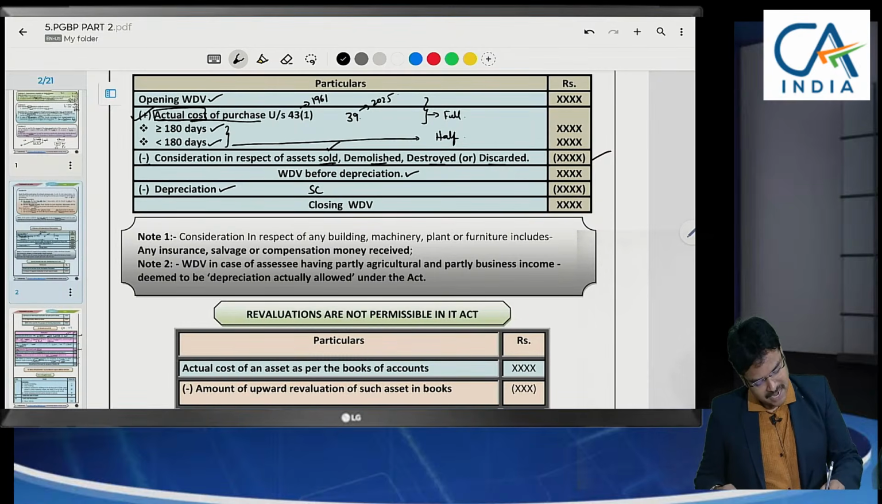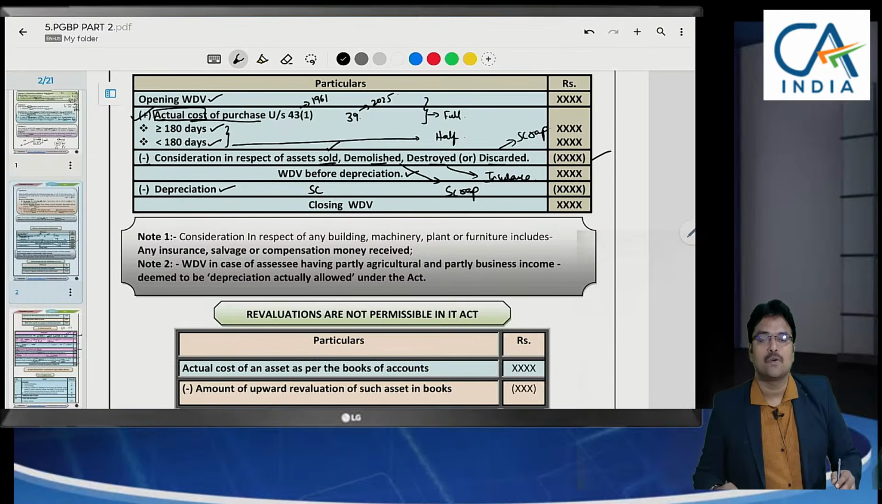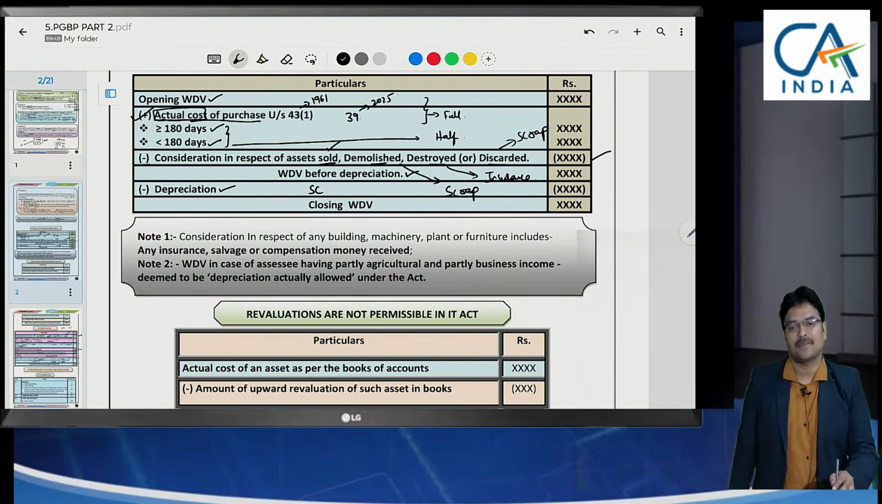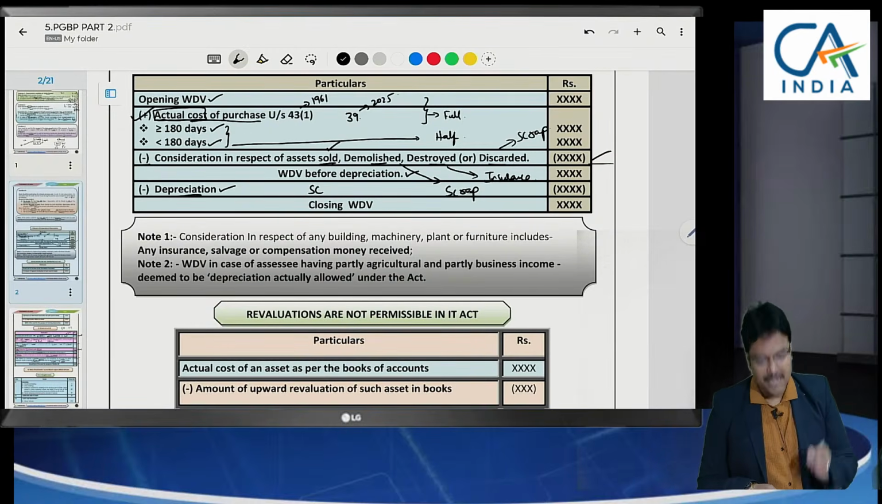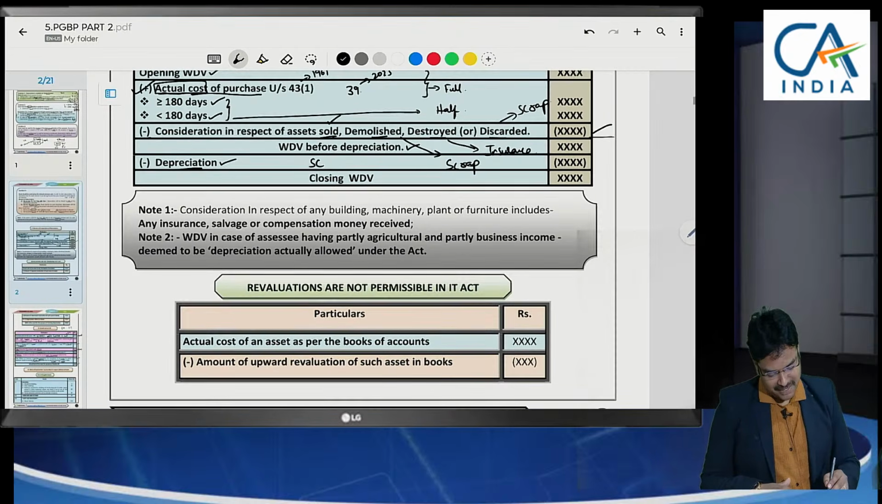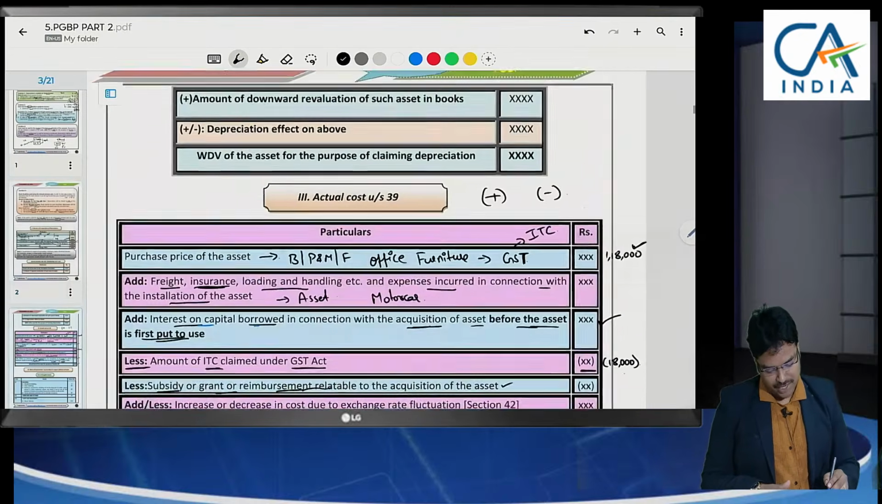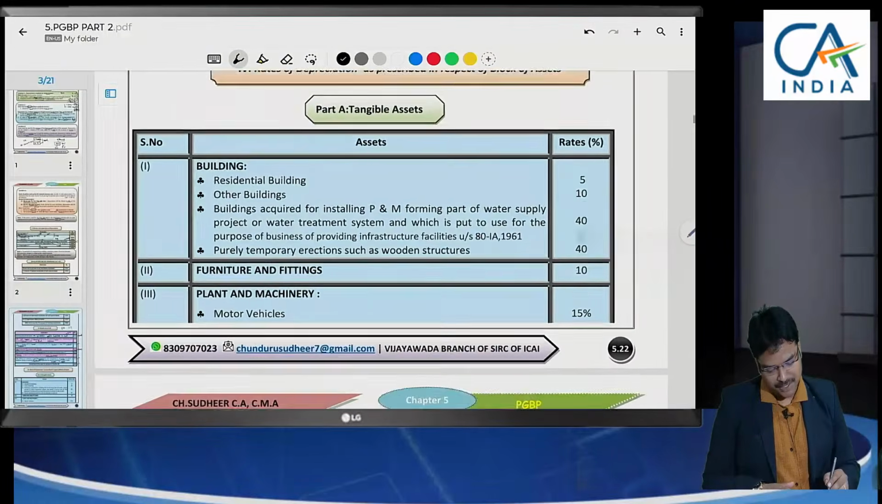Coming to the second one: demolished and sold for scrap, or destroyed and insurance compensation has been received. Discarded as scrap, whatever the consideration you receive, that consideration has to be reduced from the block, and on this balance value only you can claim depreciation. So, now we will discuss some special cases so that you can get more clarification on this aspect.